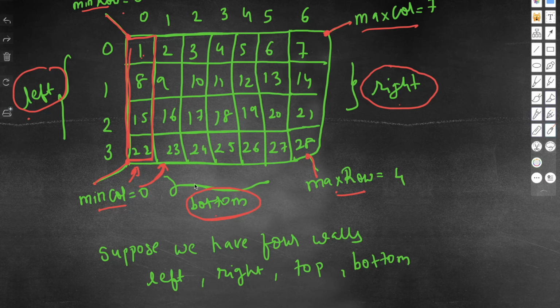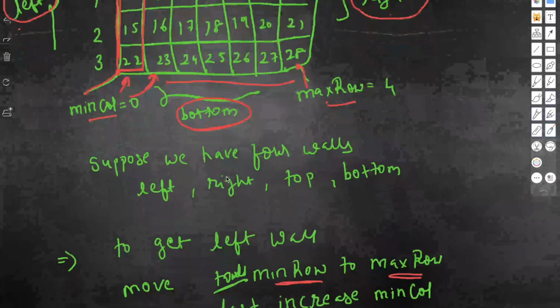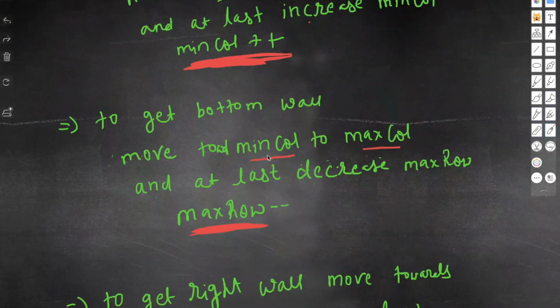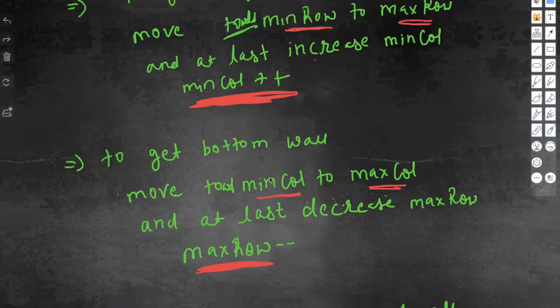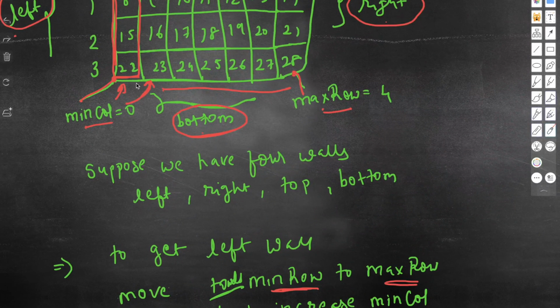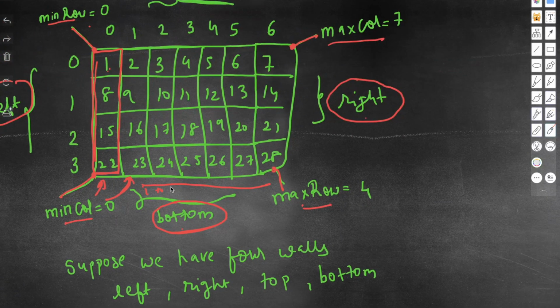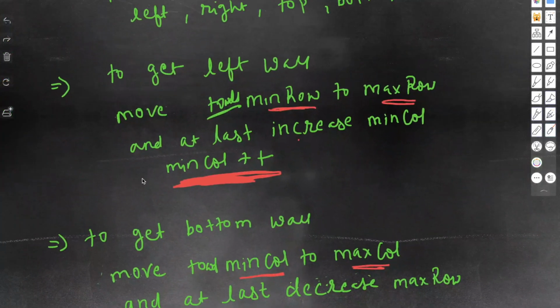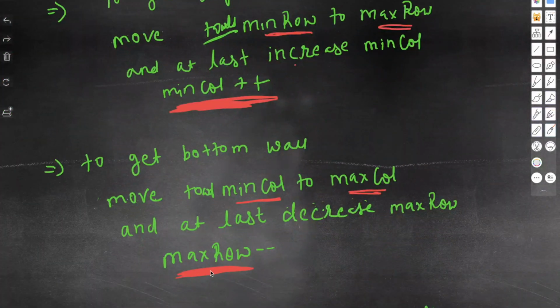Now let's get the bottom values. These are the values we have to take. To get the bottom values, move from min column to max column. What is the min column? We have just increased it, right? So we have to move from 1 to, what is the max column value? The max column value is here, 7, so we have to move from 1 to 7 and get these values. And at last, what we have to do is max row minus minus. Remember this point.